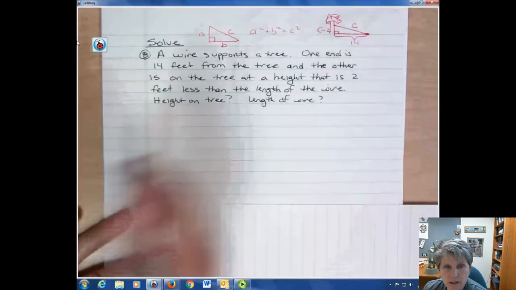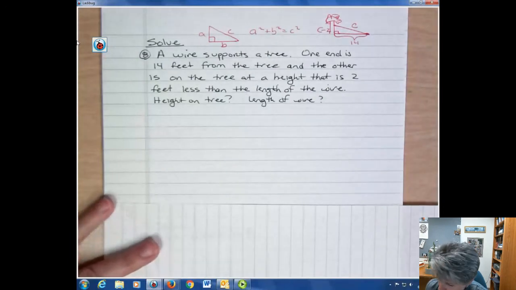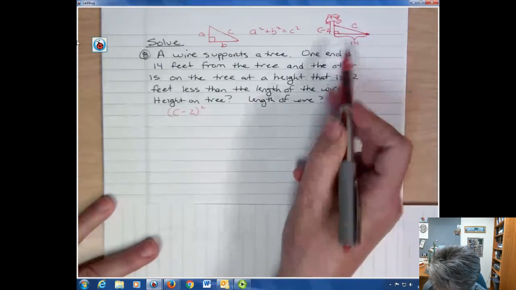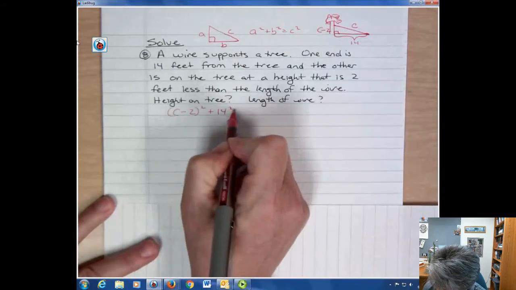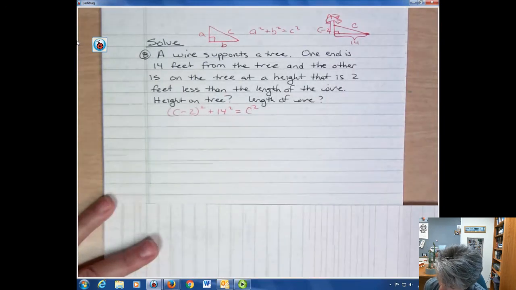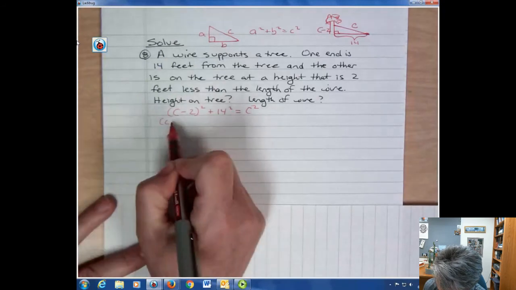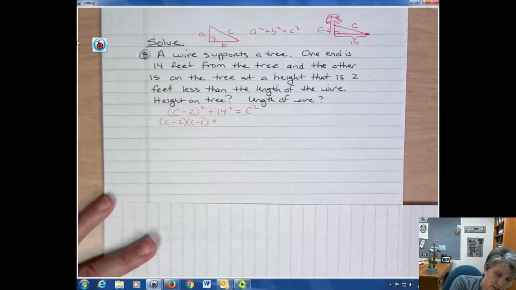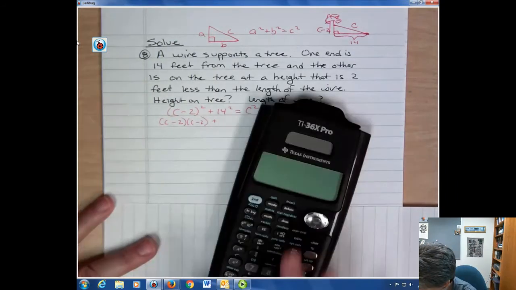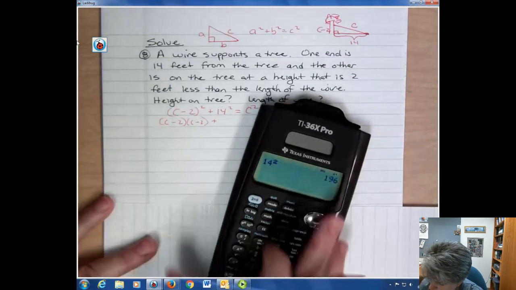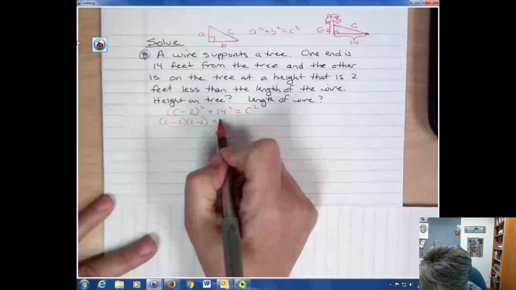So everybody understand that? And so our a squared is actually c minus 2 squared. Our b squared is 14 squared, and our c squared is c squared. So that's that, and then I'm going to FOIL this, and what is that, 14 squared, 168? I'm always a little hesitant to remember without looking at it. 196, yeah, good for me. Glad I didn't just guess.